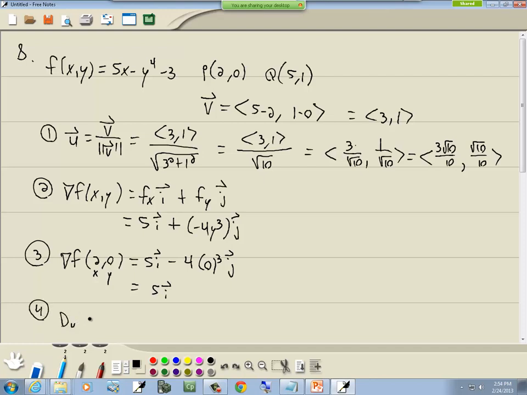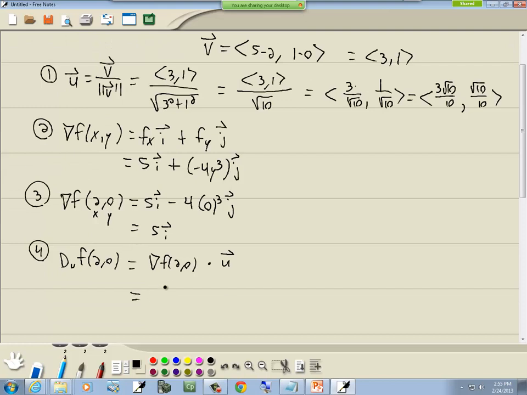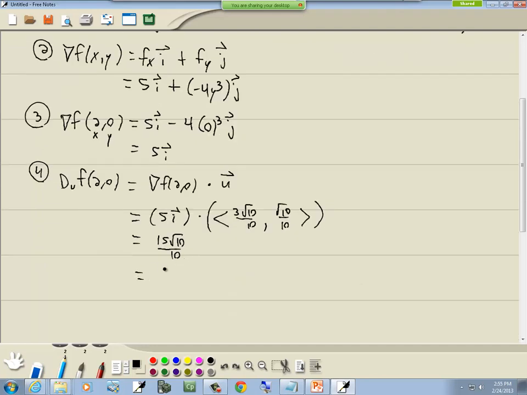Then our directional derivative of f at 2, 0 is going to equal del f at 2, 0, the dot product of that and our unit vector. So we're going to take 5i, dot product with 3 square root of 10 over 10 and square root of 10 over 10. Now, this doesn't have any j, which means j is 0, so all we have to do is multiply what's in front of our i. So we've got 5 times 3 gives us 15 square root of 10 over 10, which simplifies then. Those are both divisible by 5, so that gives us 3 square root of 10 over 2. And that's our value of the directional derivative at that point in that particular direction.